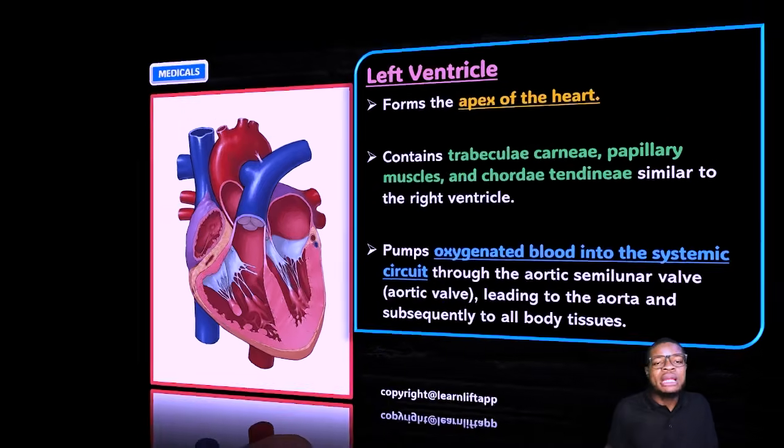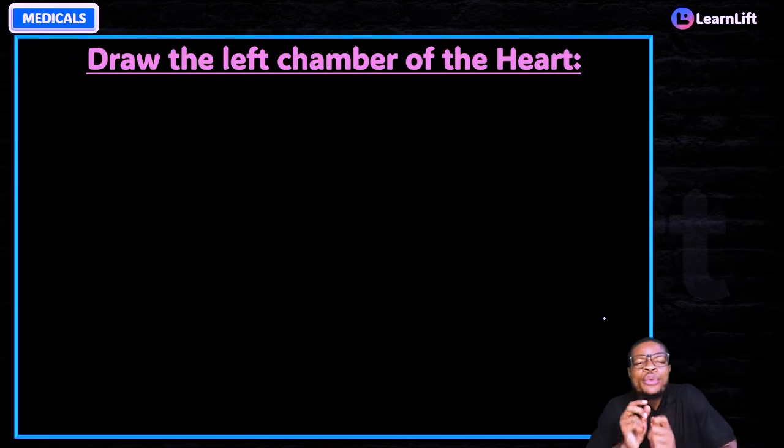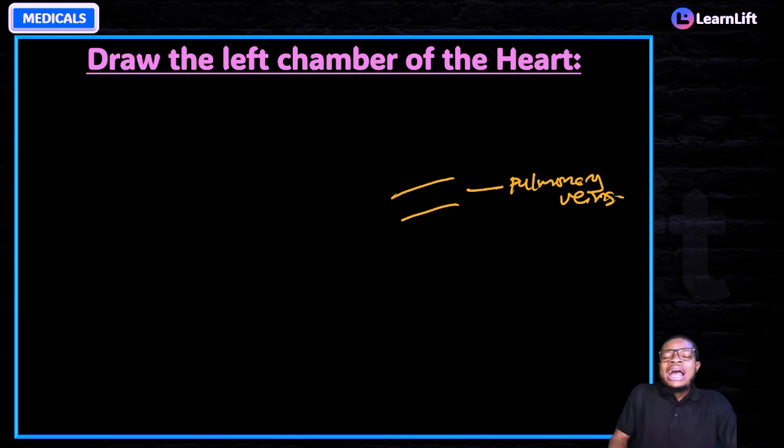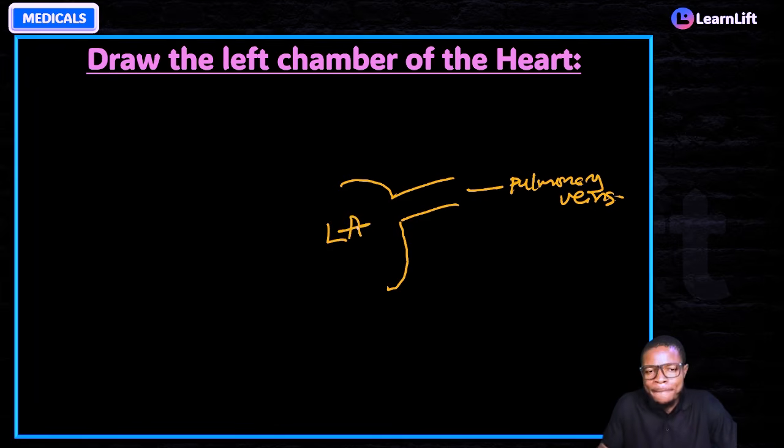Let me not stress you. Come, let me tell you something lovely here. Now, how do we draw the left chamber of the heart? As the blood is coming in, where will it come through? It will come through the pulmonary veins. So let's call this your pulmonary veins. As the pulmonary veins bring the blood, where will it flow into? It will flow into the left atrium. So here is the left atrium.